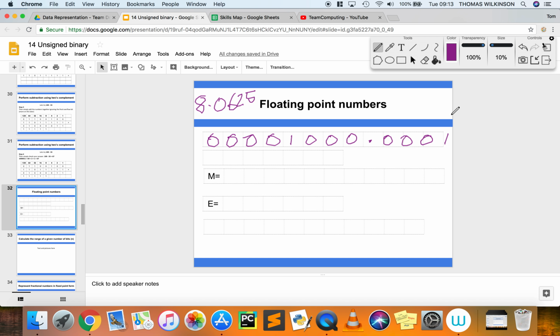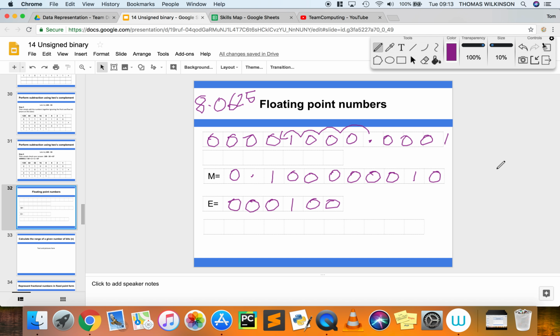Now I need to move my decimal place to the left by an appropriate number of places. So I'm going to go 1, 2, 3, 4 here, because my normalized floating point number is going to begin 0.1. It always begins 0.1, and then I'm going to write this out here. And then my exponent 1, 2, 3, 4 is going to be written as 0, 0, 0, 4, 2, 1.